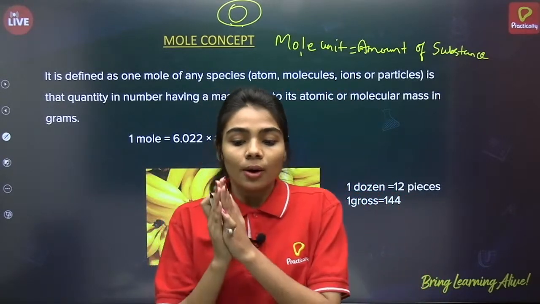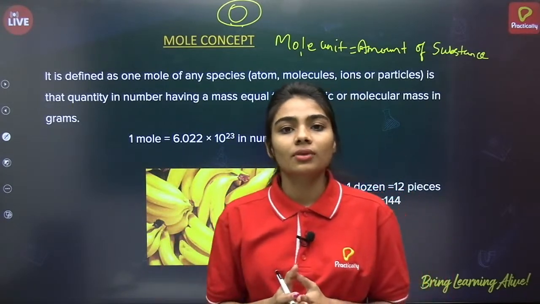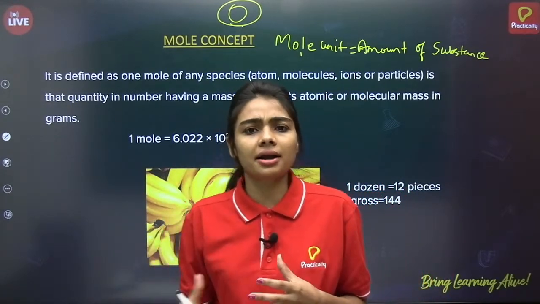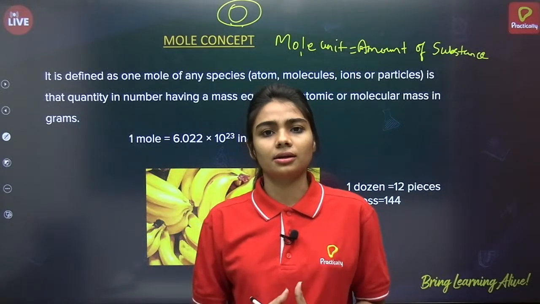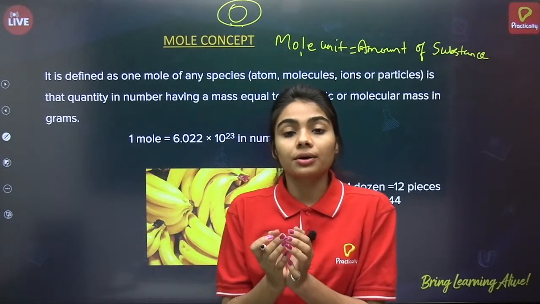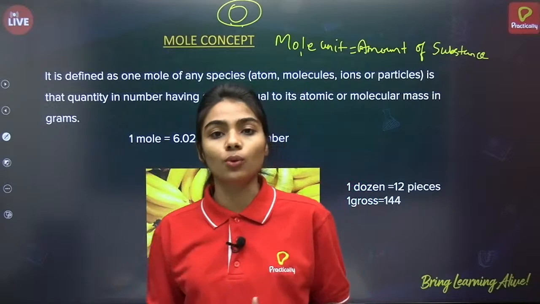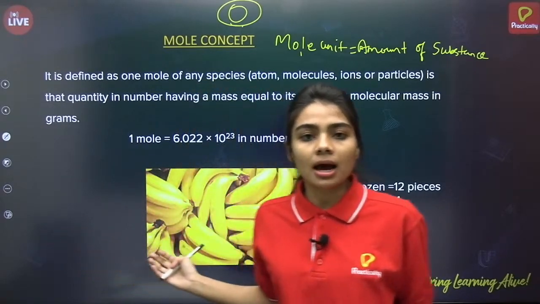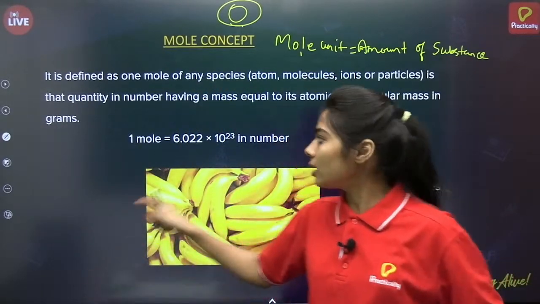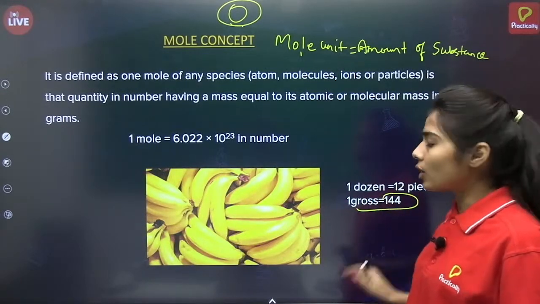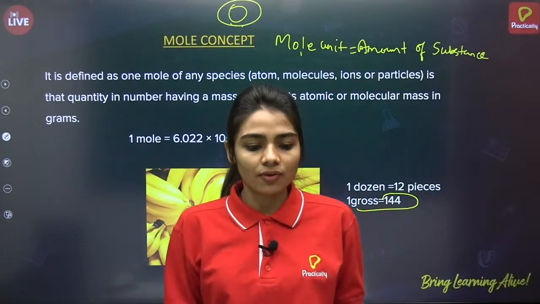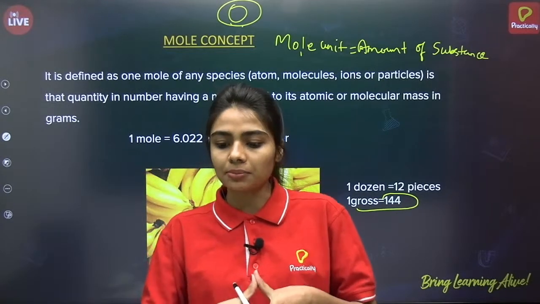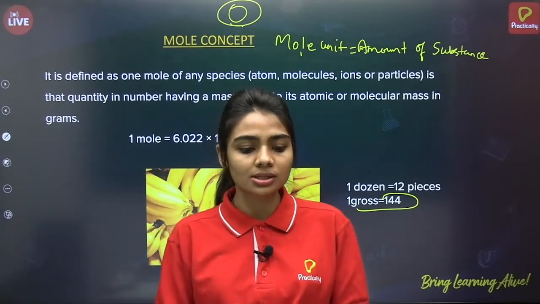Correct. So millions of atoms are there. We can't say that 100 atoms are there or 1000 atoms are there. So this is why we need to introduce mole. For bananas, we can take 12. For a gross, we can say 144 bottles. If I have said 1 gross of bottle, that means I am having 144 bottles.